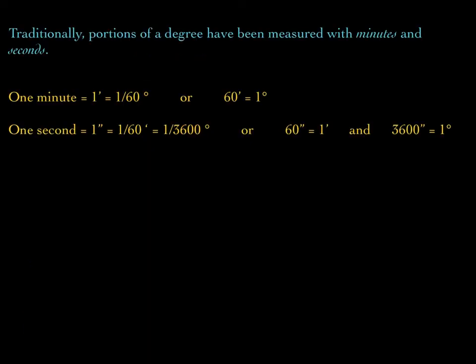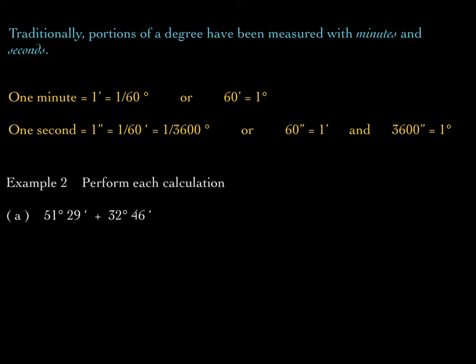Now, traditionally, portions of a degree have been measured with minutes and seconds. 1 minute, this is how you denote 1 minute, is 1/60th of a degree. That is to say, 60 minutes is 1 degree. Now, less than a minute is a second. 1 second, and this is how you denote seconds, is 1/60th of a minute, which is 1/3600th of a degree. So a second is really small. That is to say, 60 seconds is equivalent to 1 minute, and 3,600 seconds is equal to 1 degree.